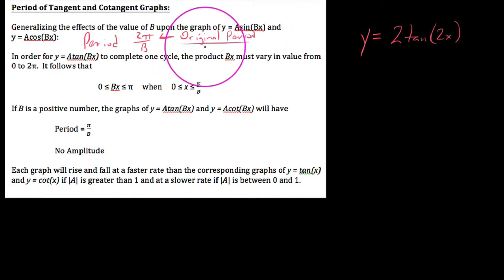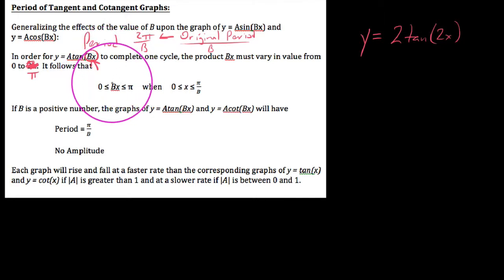Fact is though, when we talk about tangent and cotangent, we say that they don't have a period of 2 pi, they have a period of just pi, okay? So what we know is this: in order for y equals a tangent bx to complete one cycle, the product bx must vary in value from 0 to pi. In other words, if what is inside goes from 0 to pi, then tangent will go through one complete cycle, because pi is the period of tangent. That's how long you would have to go before it starts to repeat itself.